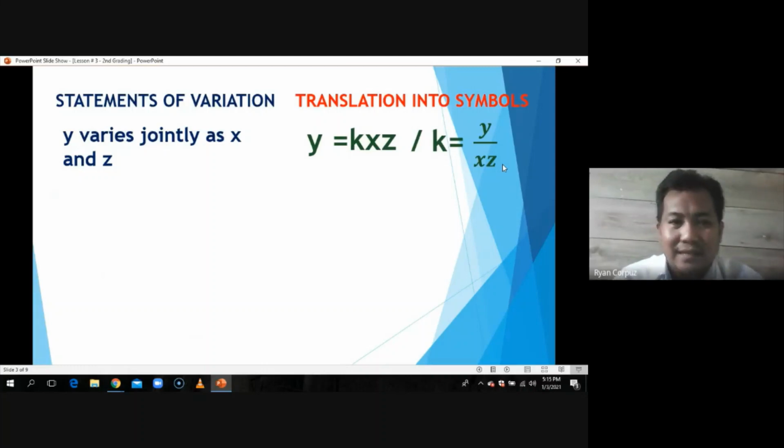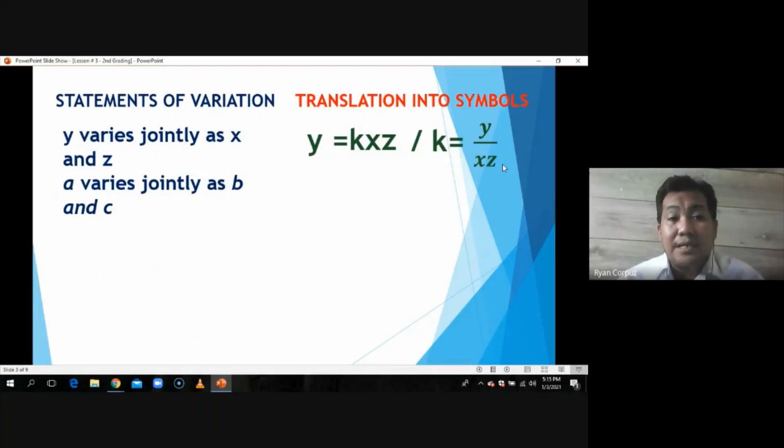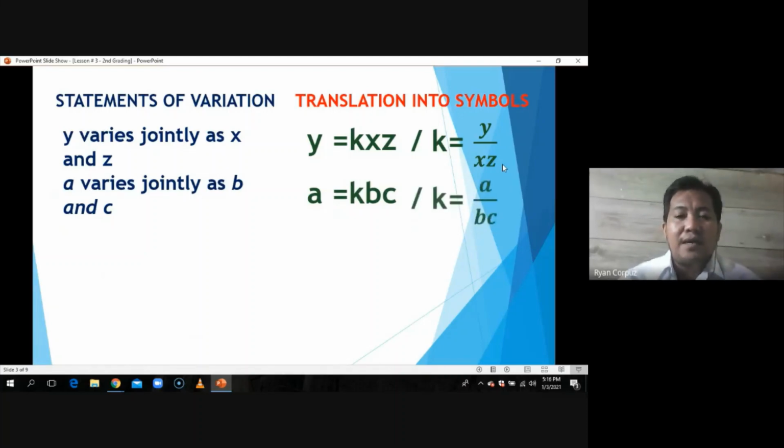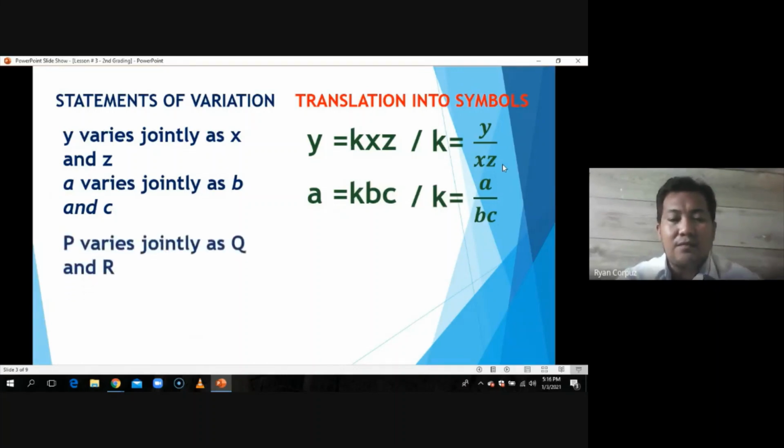So that's how we translate statements of variation involving joint variation into symbols. Let's try another. A varies jointly as B and C. Pag translate natin yan the same way as we read it, that would be A is equal to KBC. Then its translation in terms of K, that would be K is equal to A over BC. So, unang binanggit, that would be the numerator, and the product of the other two quantities, that would be its denominator.